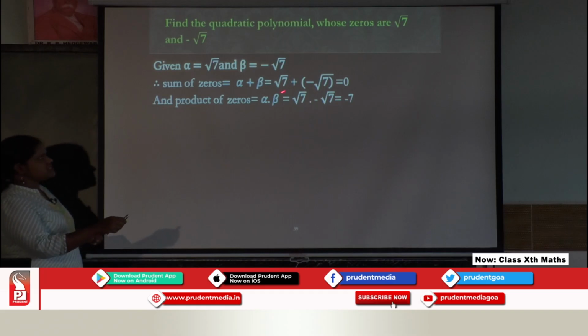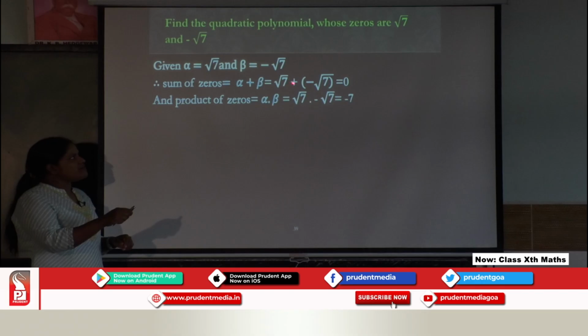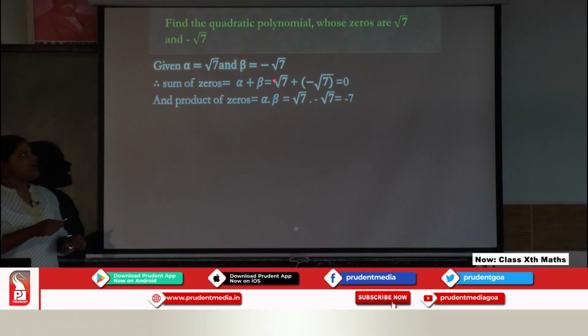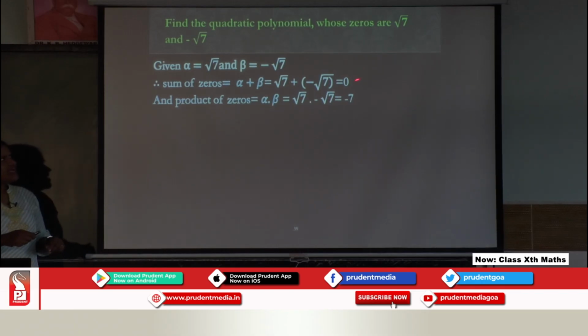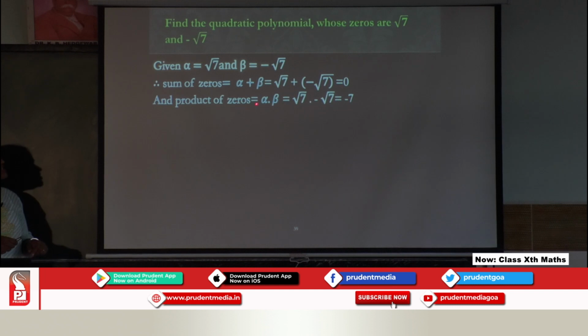Now here this is positive root 7 and this is negative root 7. So whenever you have positive and negative together, when you add them, it will get cancelled and your final answer will be 0. Now the product of zeros is alpha multiplied by beta.